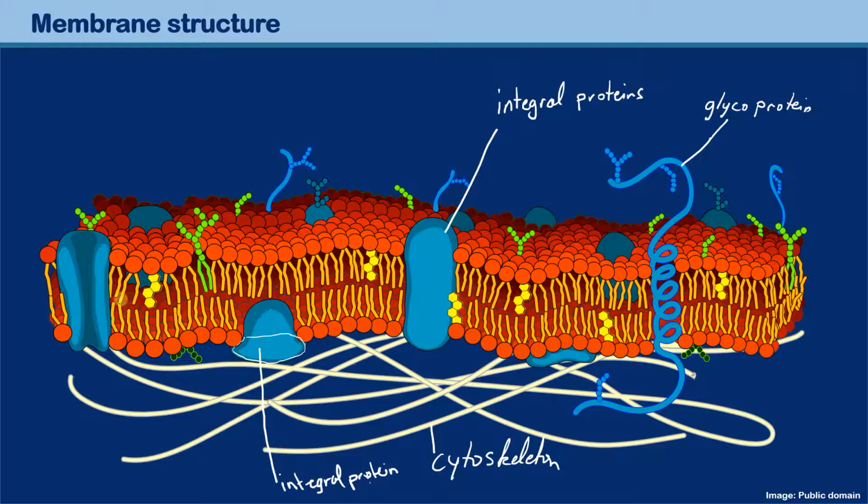Now, if they're integral proteins, then there should also be peripheral proteins. And no, this is not a peripheral protein. This one is also an integral protein. But do you see this one down here? It's on the surface of the membrane, and it does not go into the membrane itself. So this one over here is a peripheral protein. It's located on the side.